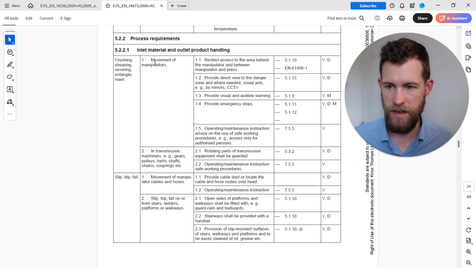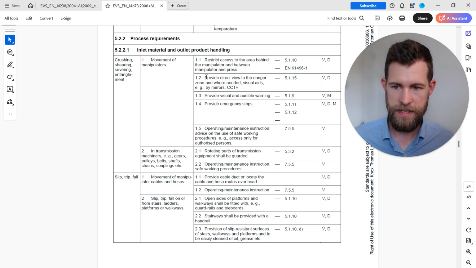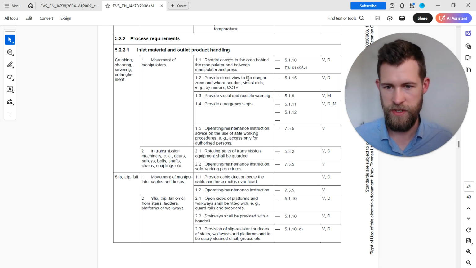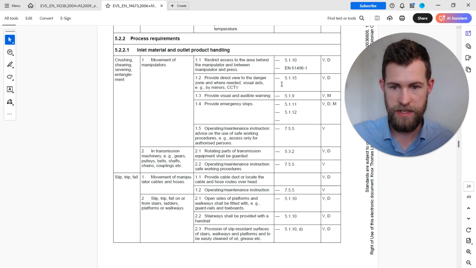So with regard to movement of manipulators, the operator needs to have a direct view to the danger zone and, where needed, visual aids to be provided. So we're thinking about mirrors, CCTV.